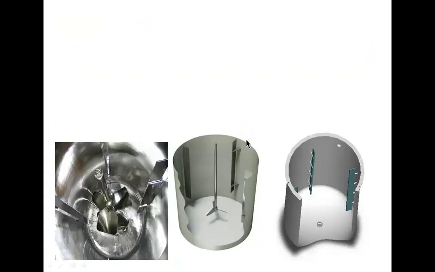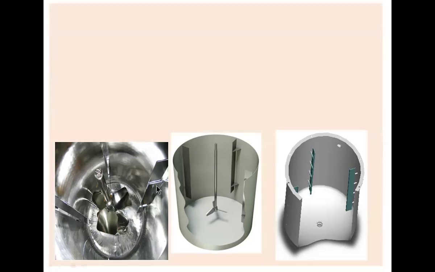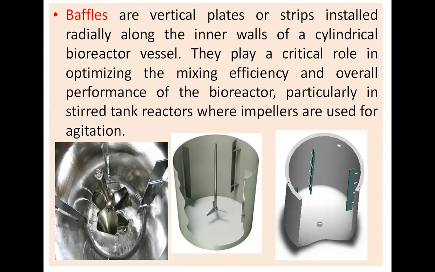Okay, as you can see here, these are the baffles which are present on the inner wall of the fermenter vessel vertically. This is the impeller central shaft, and these are the baffles. Now let us understand what these baffles are, what their functions and types are, and why basically these baffles are kept.